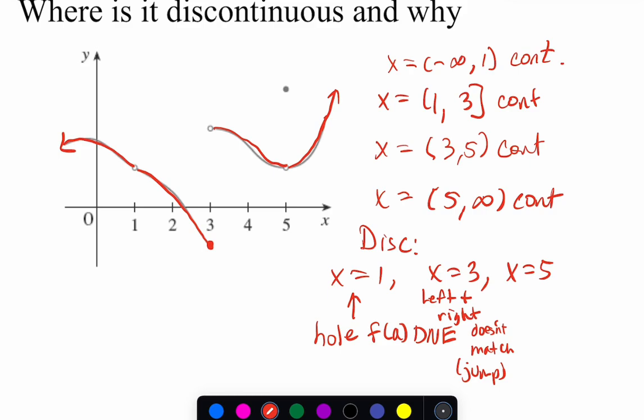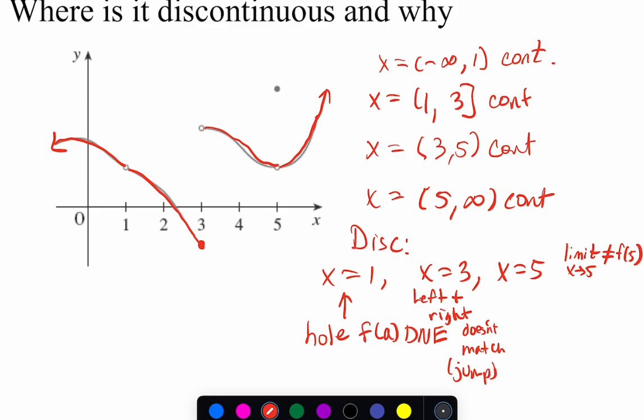Let's talk about x equals 5. At x equals 5, the limit as we approach 5 does not equal f of 5. So we have a problem because the limit as we approach 5 exists, and the function value at 5 exists, but they don't match. And so that is the problem we have at 5.